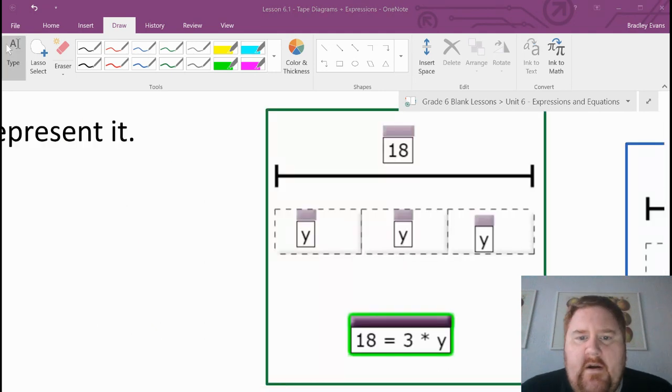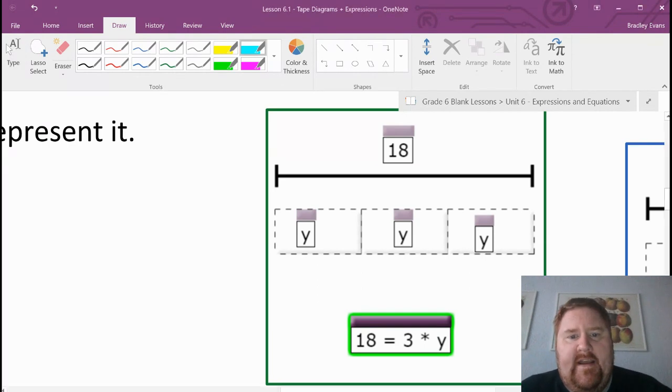Okay, so your diagram should look something like mine. I can see here that I have my total of 18.